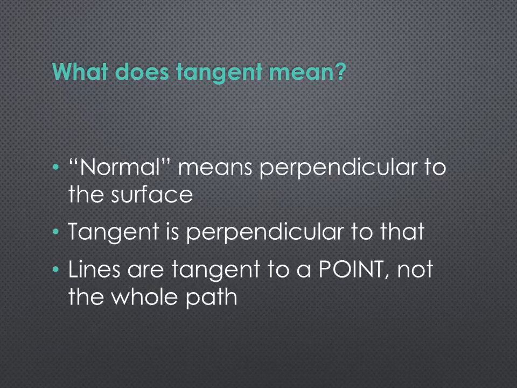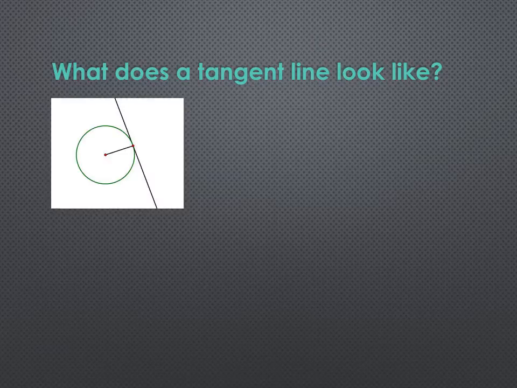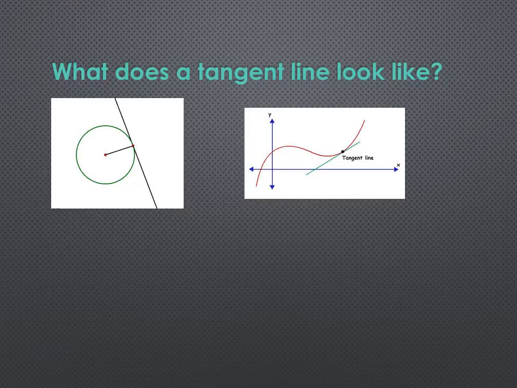But if I have a curvy surface, lines are tangent to a point, not the whole path. So what does a tangent line look like then? On a circle, it intersects the circle at one point and one point only. If I have a different kind of shape, say I'm looking at a function, the tangent line will intersect and be perpendicular or be parallel at that point, so it's perpendicular to a normal force, say, at that point, but it might end up intersecting the function somewhere else. That's okay, we're only looking at that one single point.